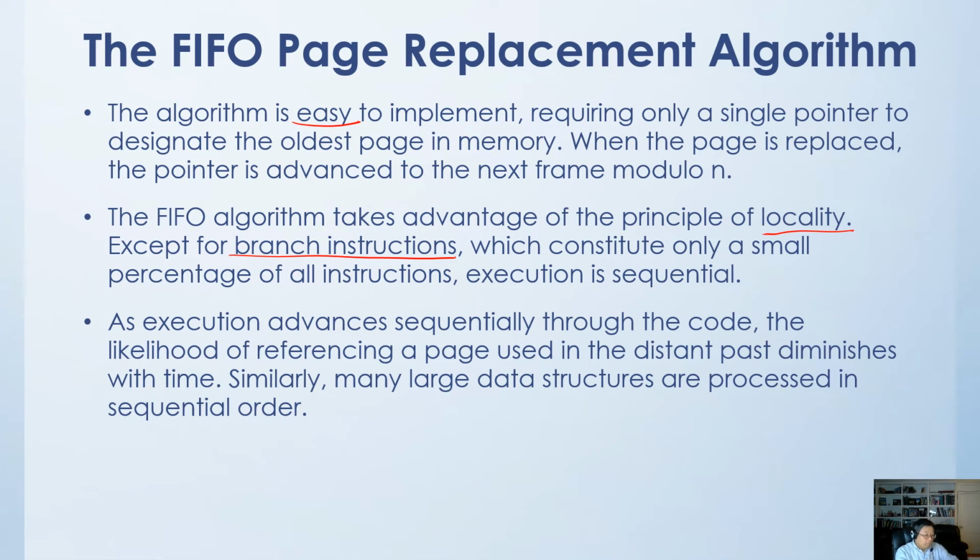So execution advances sequentially through the code. So the likelihood of referencing a page used in the distant past diminishes with time, and similarly, many large data structures are processed in sequential order. Now, in that case, if everything's running sequentially, the FIFO actually is pretty good. It's also very easy to implement, right?